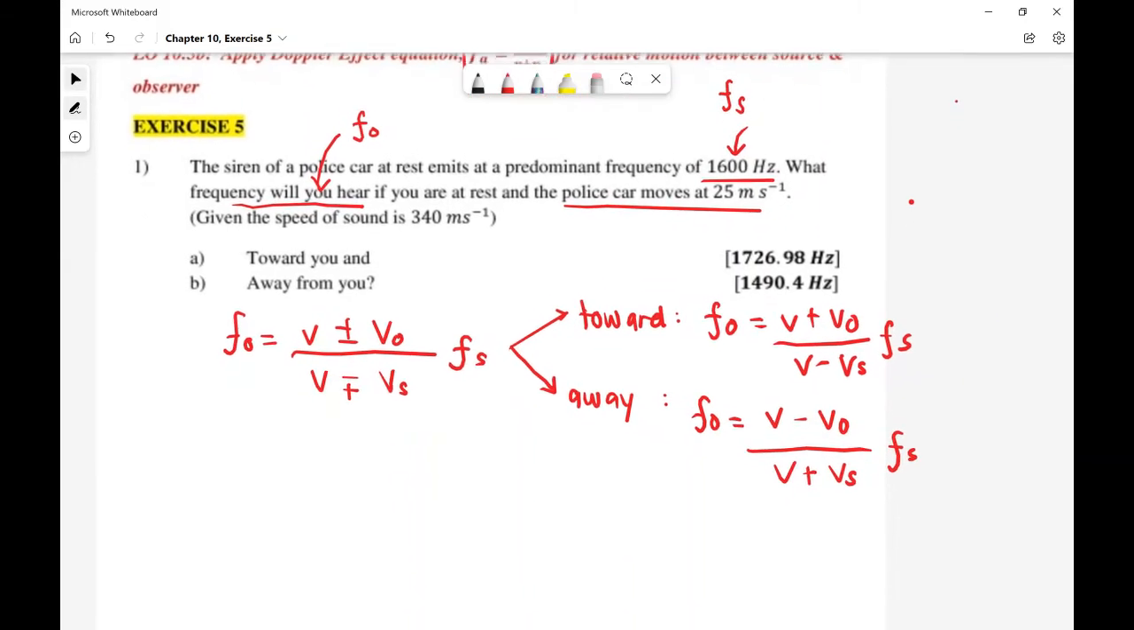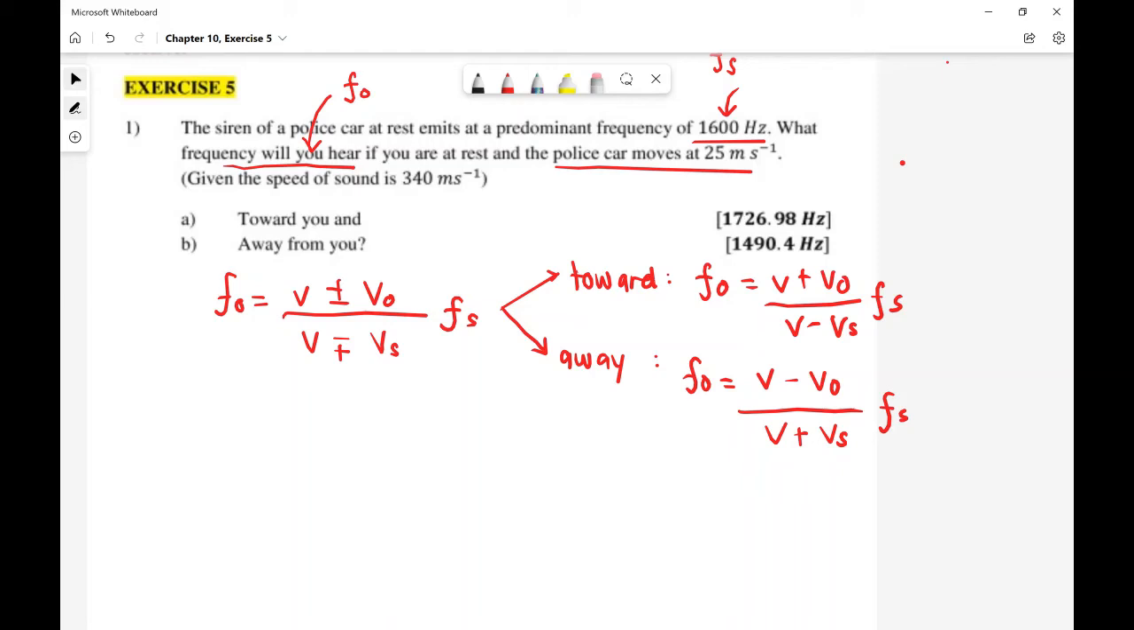Dalam list of formula dalam final exam nanti, dia tak akan bagi formula dia dalam bentuk macam ni. Yang bawah ni dia akan tulis plus minus, bukan minus plus. So kamu yang kena tahulah. Nak mudah, yang bawah ni adalah minus plus. So untuk soalan A, kita pakai equation FO, frequency heard by the observer, which is you: V plus VO over V minus VS times Fs.